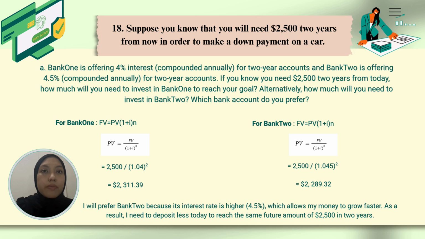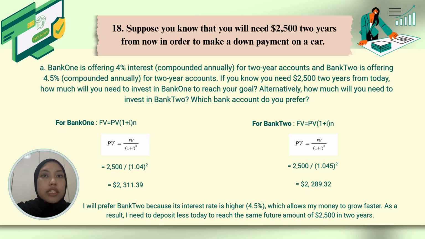For the solution, I use the formula future value equals present value times (1 plus i) to the power of n. To find present value, it equals future value divided by (1 plus i) to the power of n. So 2500 divided by (1.04) squared. The answer is $2,311.39 for Bank 1.